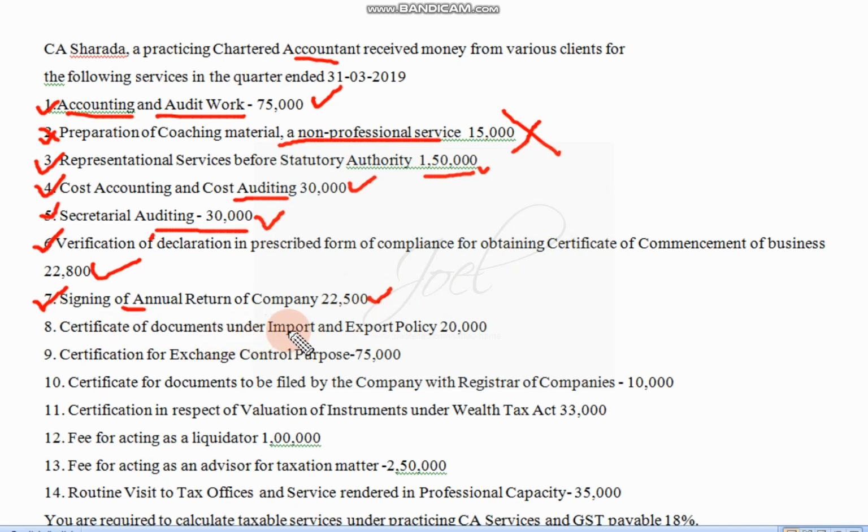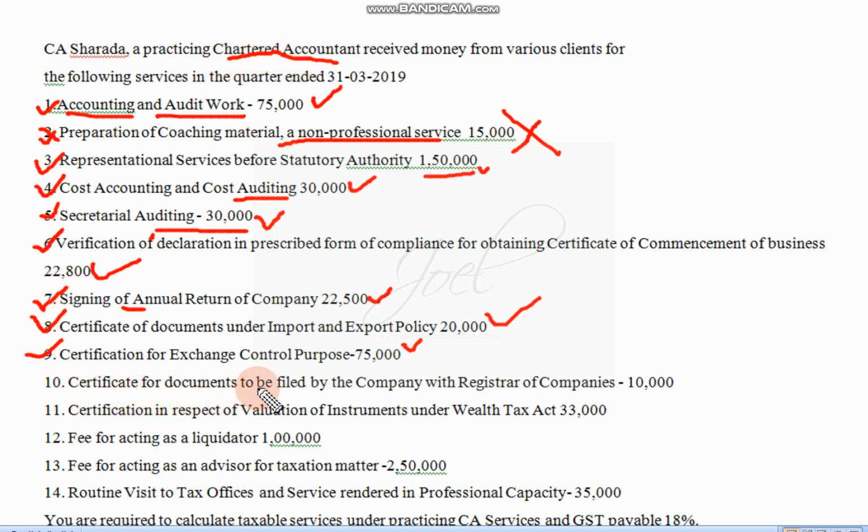Certificate of documents under import and export duty. Again, it is a professional service. We can consider it as taxable item. Yes. So this is also taxable. Next, certification for exchange control purpose. Definitely we are adding. Yes. So all these are certification work, auditing work, accounting work, yeah, bookkeeping work. All these are the services of CA. So we are considering all those items.